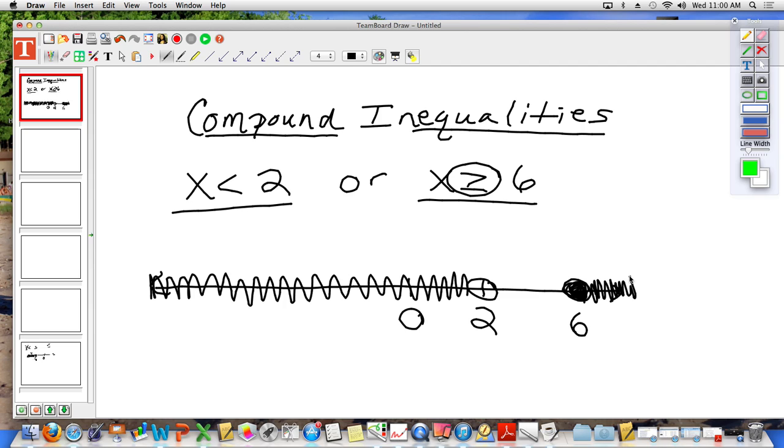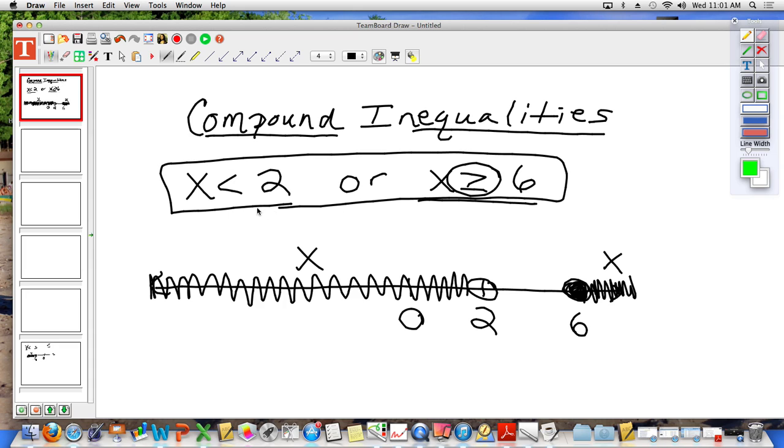Now earlier we talked about putting an x in the area that you shaded. So what I'm going to do is put an x here, and I'm also going to put an x over here in the other area that I was talking about. Now the reason I'm having you do that is because if you look at the original problem, x is less than 2 or x is greater than or equal to 6, there are two x's in that situation. There's an x with the less than 2. There's also an x with the greater than or equal to 6. That means to you, because there are two x's, that you are actually going to have two shaded regions on your graph. So keep that in mind.